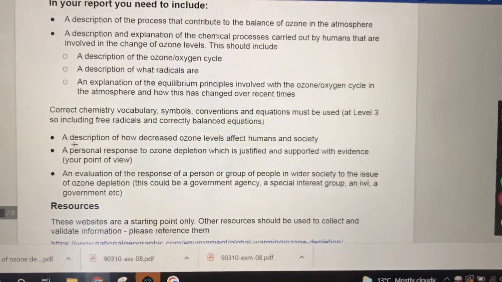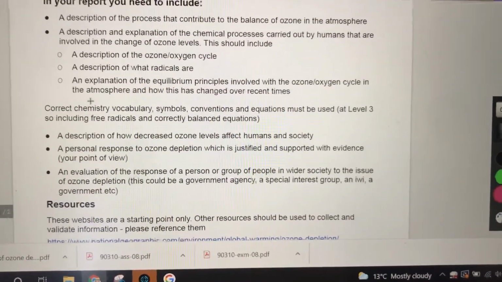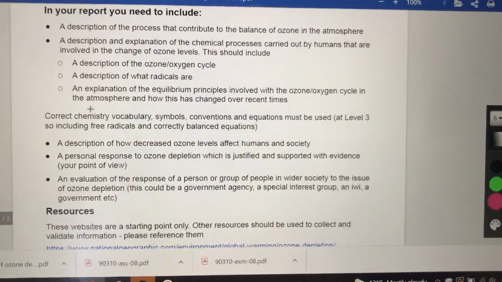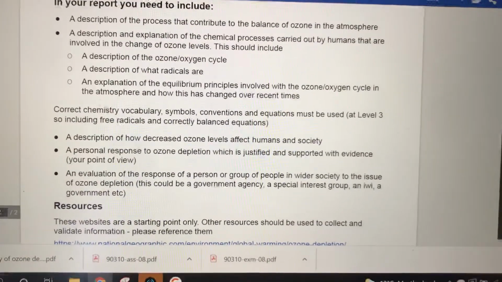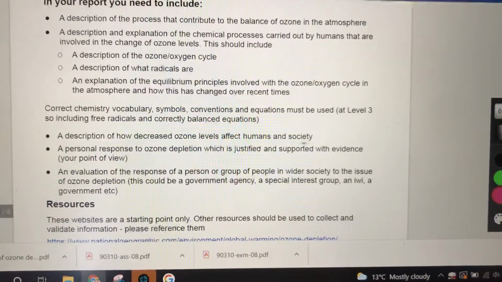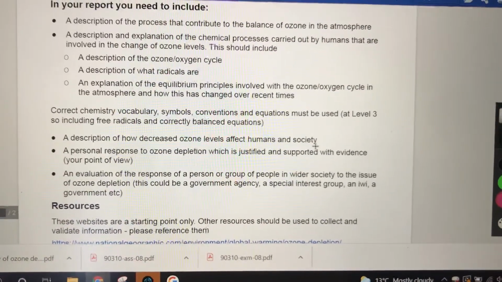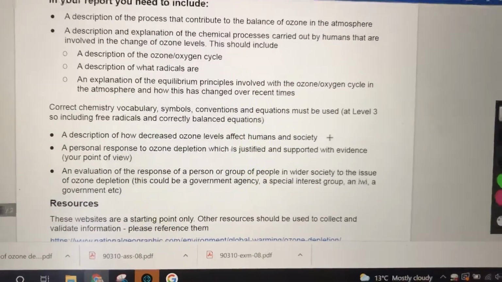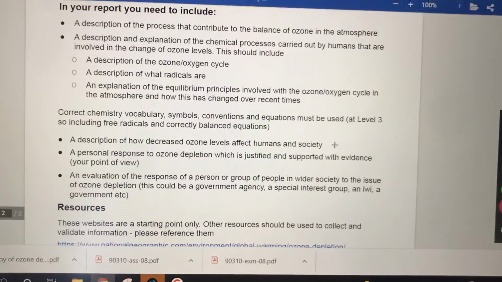Once you've done the chemistry that currently exists to keep the amount of ozone constant, you need to talk about how the change in ozone levels affects humans and society. So how do they change, and how does this affect us? At that point, you're probably at the end of the chemistry.